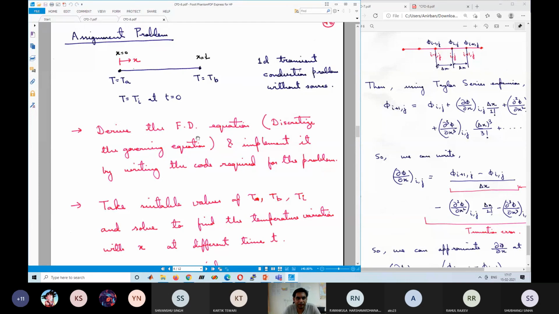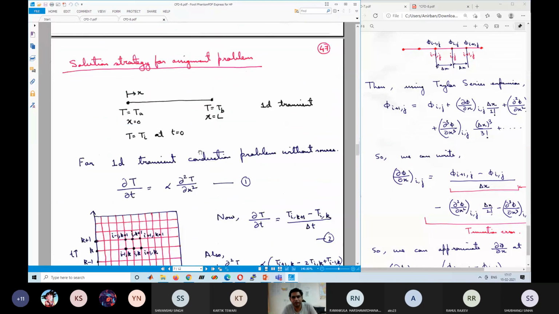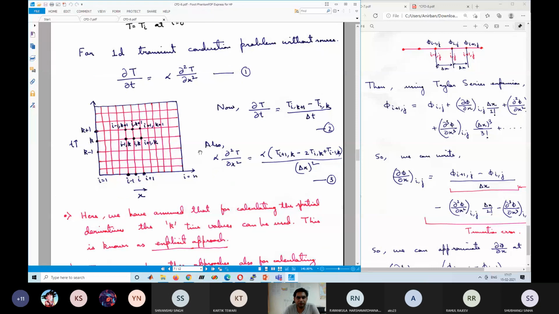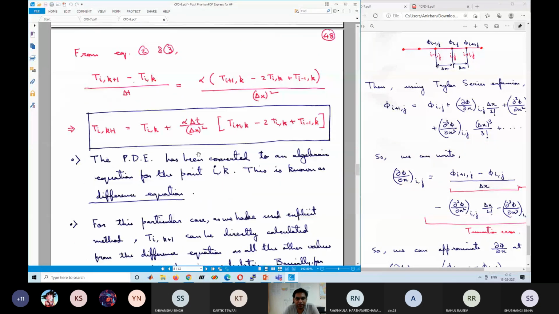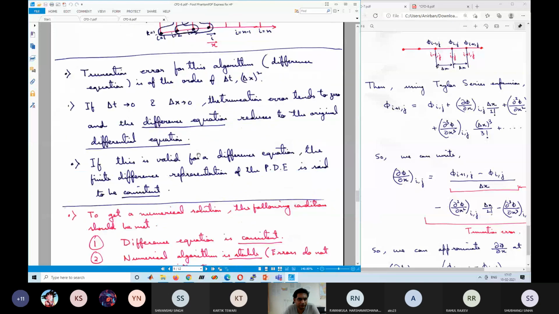So try this and submit it to me within the due date, which will be in 2 weeks. I will properly give you the assignment statement. Take suitable values, you can take some practical example also, aluminium or copper or something, and solve it.